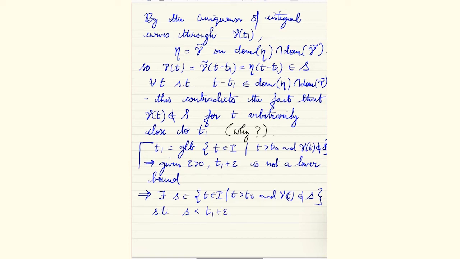So what does that mean? This is what we claim: there exists an S in I such that S is greater than T naught, and gamma S does not lie on the surface, with S minus T1 less than epsilon. So epsilon was arbitrary here, so S is arbitrarily close to T1.